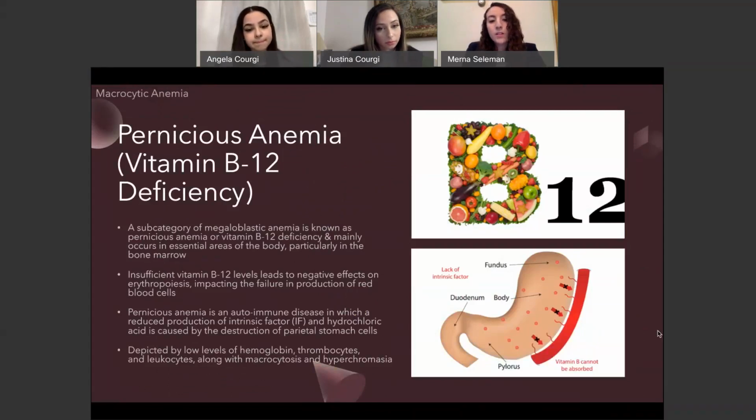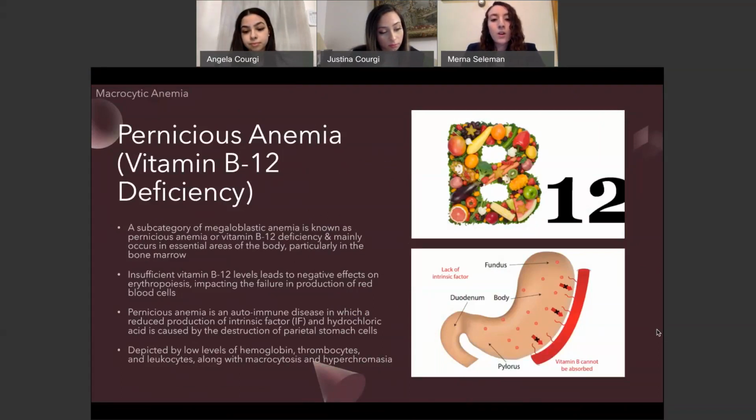All right, so a subcategory of megaloblastic anemia is known as pernicious anemia, or vitamin B12 deficiency. Vitamin B12 deficiency mainly affects essential areas of the body, particularly the bone marrow. Insufficient levels of this water-soluble vitamin have negative effects on erythropoiesis, causing malfunctions in the production of red blood cells. This disruption in erythropoiesis induces defective synthesis of DNA, resulting in anemia.